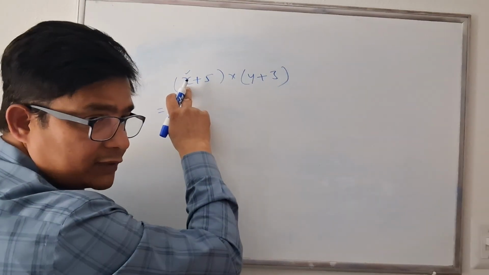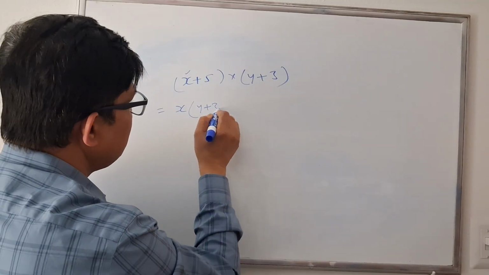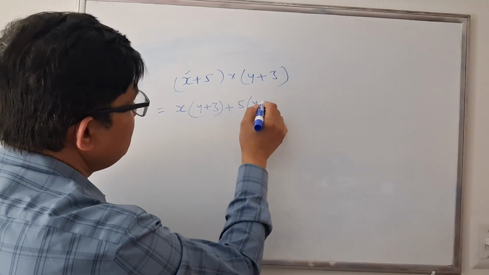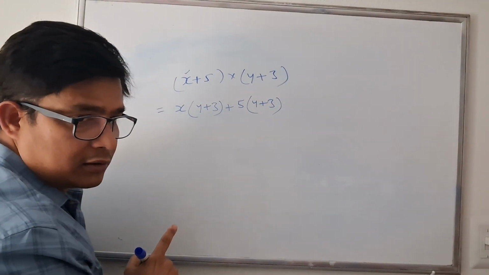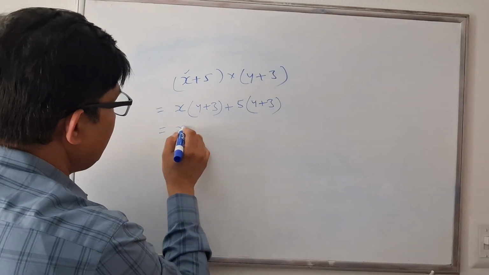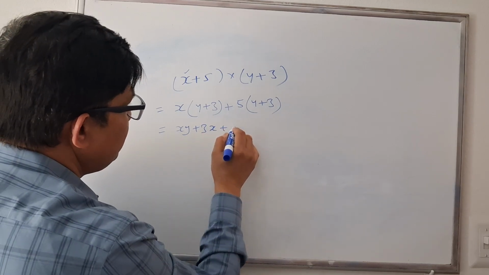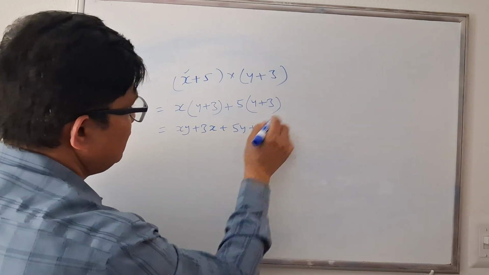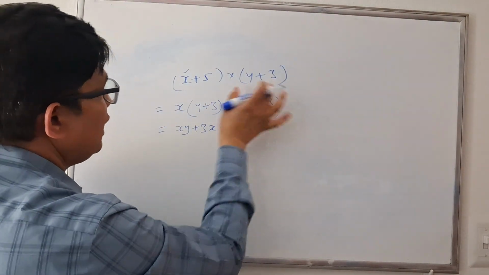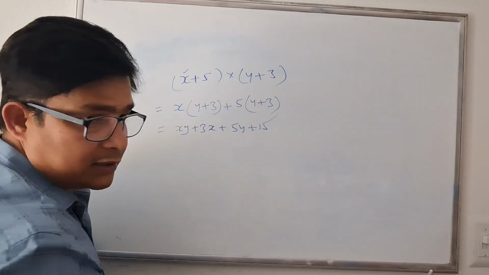First start with the first term x, that will be x times y plus 3, and then plus 5 again y plus 3. You know this? Are you sure? Okay, that's good. So x times y will be xy, x times 3 will be 3x, and then 5y plus 15. This is how we multiply. So you just keep the second term and expand using all the terms in the first expression.